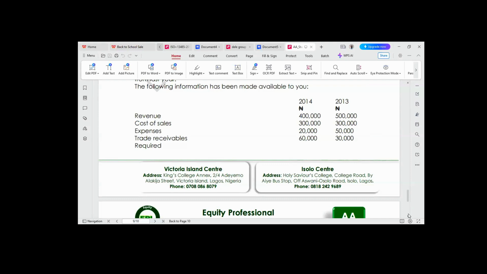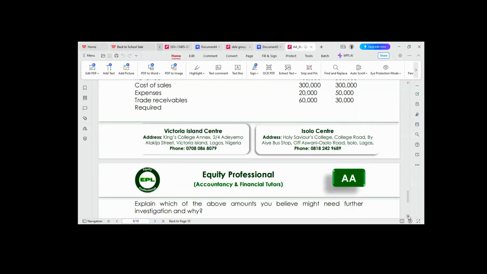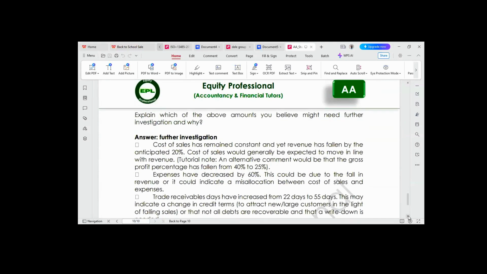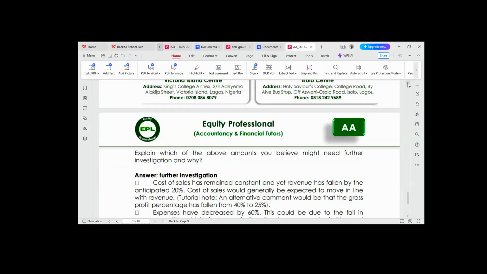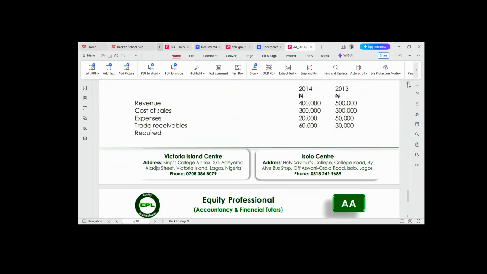I hope you understand. Sorry, you are doing calculation. We said there's no calculation in audit, but we just pray that they will not bring calculation, okay? That's the essence of this 20% that you have here. Revenue, 20%. They now said that another comment will be that the gross profit percentage has fallen from 40% to 25%.